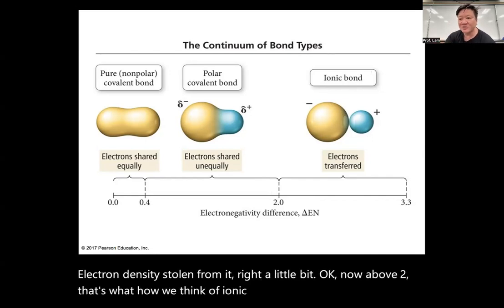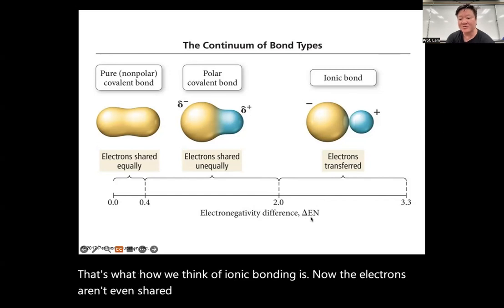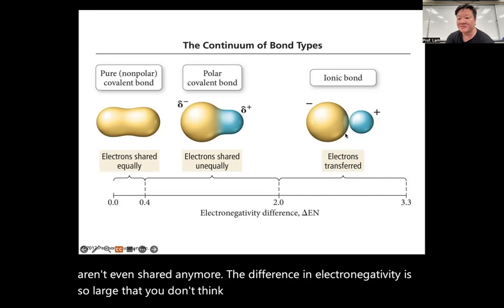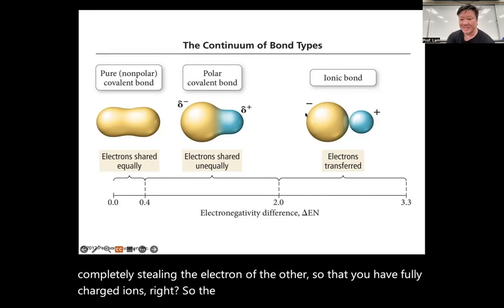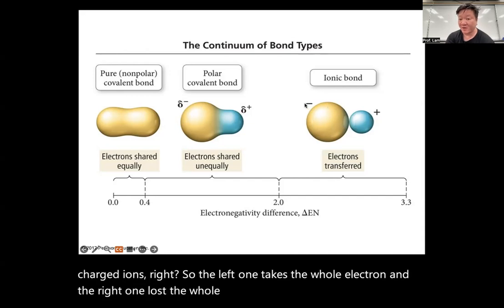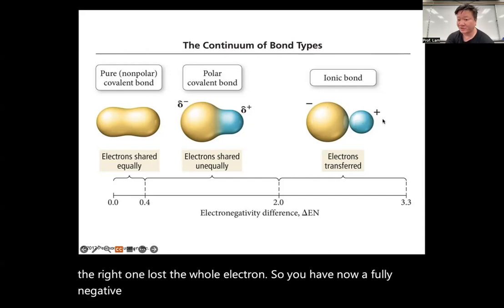Now above 2, that's how we think of ionic bonding. The electrons aren't even shared anymore. The difference in electronegativity is so large that you don't think about it being shared. It's one completely stealing the electron of the other, so that you have fully charged ions. The left one takes the whole electron, and the right one lost the whole electron. So you have a fully negative charge and a fully positive charge.